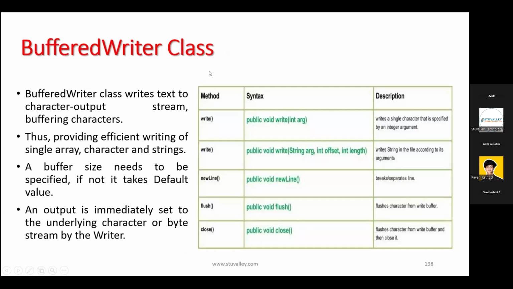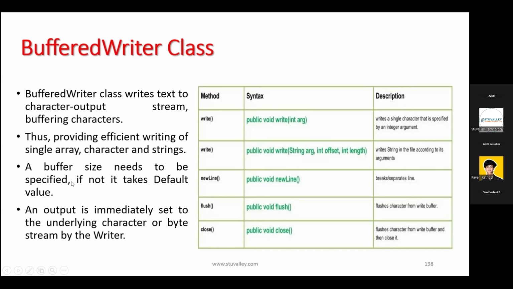We will see how to use this BufferedReader. Similarly, we have a BufferedWriter class, which is used for writing purposes. Same as before, it also uses the character output stream classes for buffering characters. We cannot directly instantiate these classes. We need to use the output stream or input stream classes, or FileReader or FileWriter classes, to perform these operations. We will see how to use that. Thus, providing efficient writing of single characters, arrays and strings, we can use this BufferedWriter class.